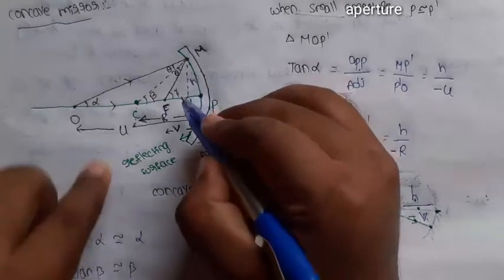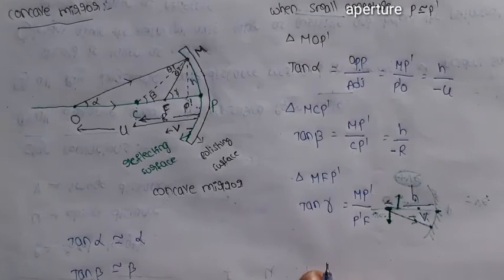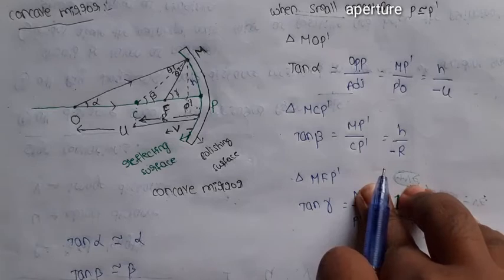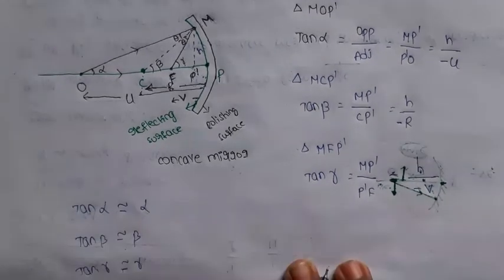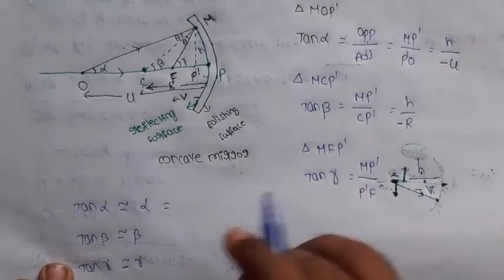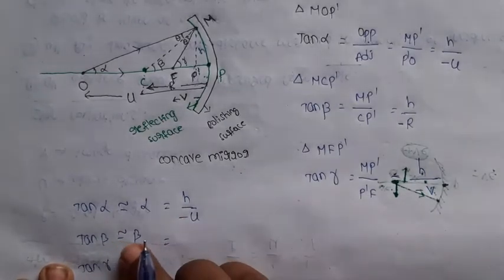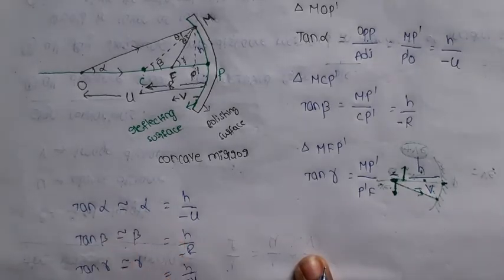Why am I taking that? Here the alpha, beta, gamma values decrease, so the tan alpha, tan beta, tan gamma values are equal to alpha, beta, gamma, only for a small aperture. So alpha equals h by minus u, beta equals h by minus r, gamma equals h by minus v. These are the values of alpha, beta, gamma.